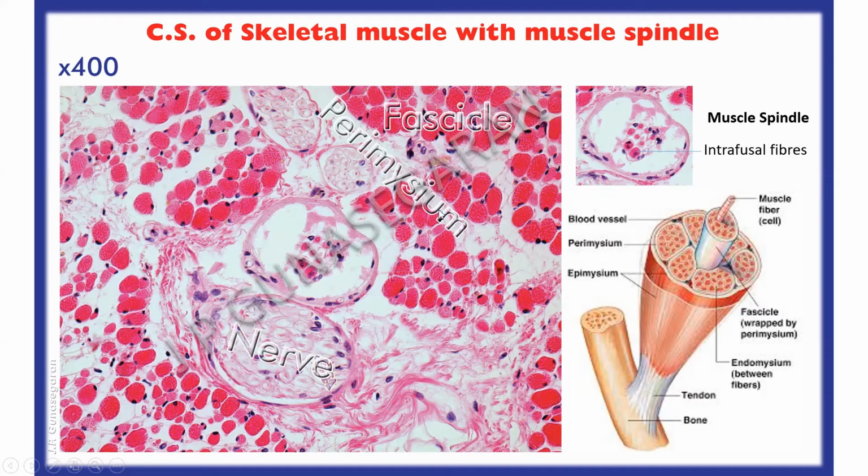In this photomicrograph, you can see a section of a muscle spindle containing intrafusal fibers. These intrafusal fibers are smaller than the extrafusal fibers. The intrafusal fibers are innervated by sensory fibers, and the main function of the muscle spindle is to detect the changes in the length of muscle fibers, that is proprioceptive in function.